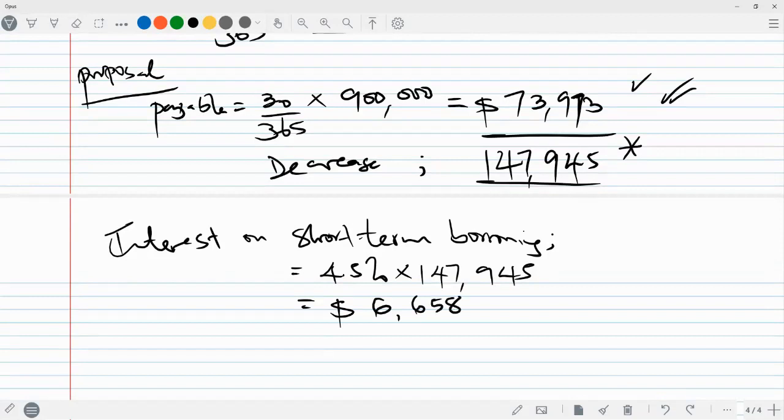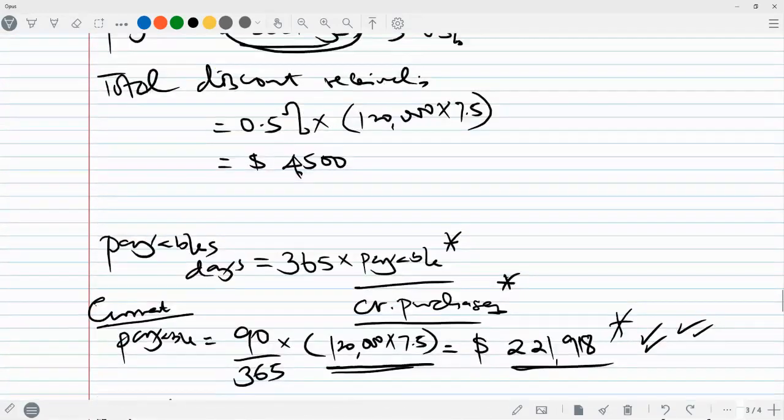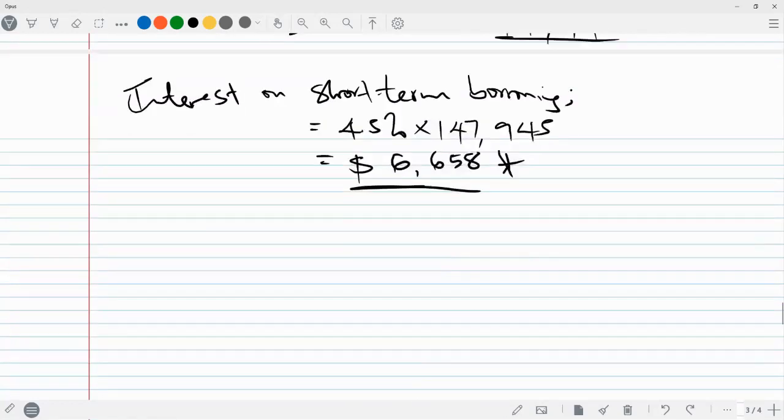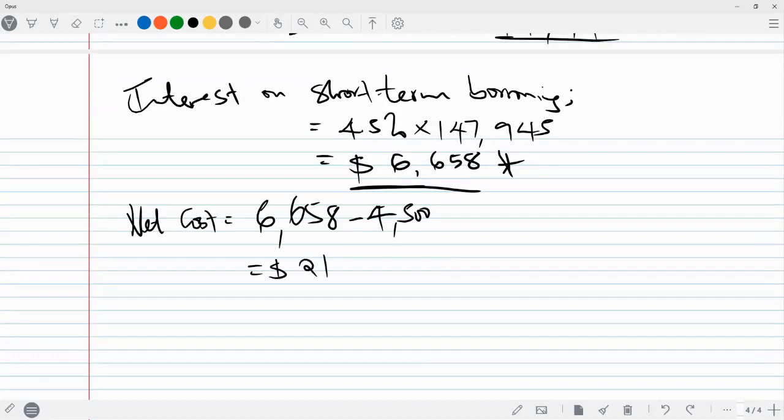6,658. That's the amount to be paying to the bank for the 147,000 you have borrowed from them. Look, this is a cost. Now we compare the benefit with the cost. The benefit you received was a discount, and the discount you got was 4,500. As you can see, the cost is greater. Therefore the net cost will be equal to the cost, 6,658, minus the benefit of 4,500. This gives 2,158.